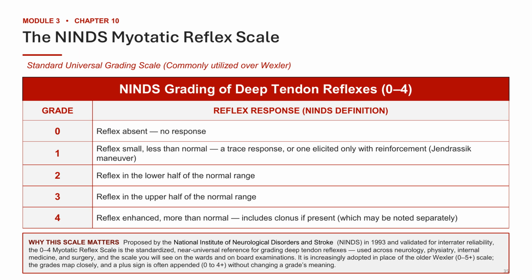Second, you will hear clinicians use the older Wechsler shorthand, 0 to 5 plus, where 5 plus denotes sustained clonus. It describes the same phenomena with a different ruler. Know both, chart in one, and label which one you are using. And whichever scale you use, grade each side independently and use reinforcement before you ever record a 0.